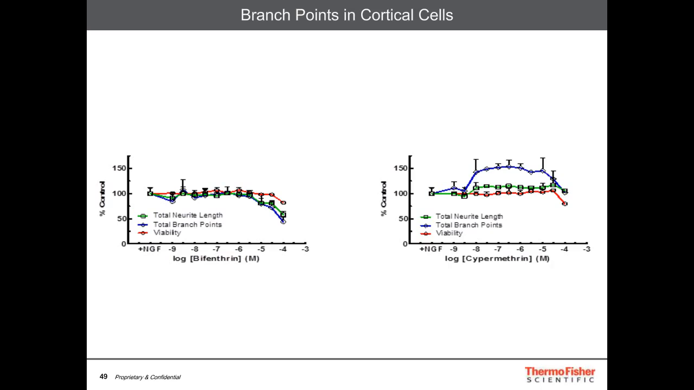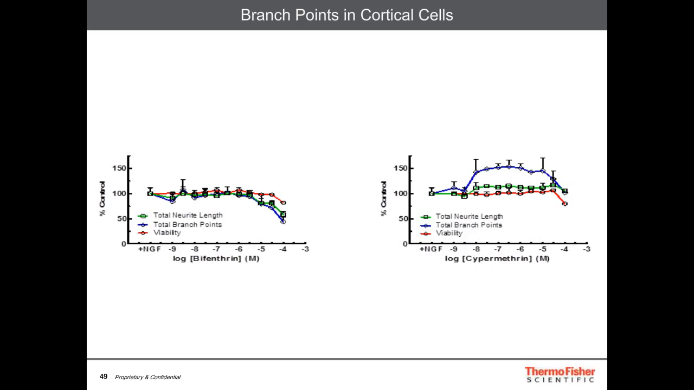One of the advantages of using high content is because the technology is automated, it gives the ability to look at multiple time points simultaneously. And what I wanted to share here briefly, this is showing a new endpoint, so total branch points in blue, in addition to the neurite length and viability that we looked at previously. And I wanted to share this because these compounds are pyrethroid pesticides. Pyrethroids are used very regularly within agriculture, and there's some concern about their safety.